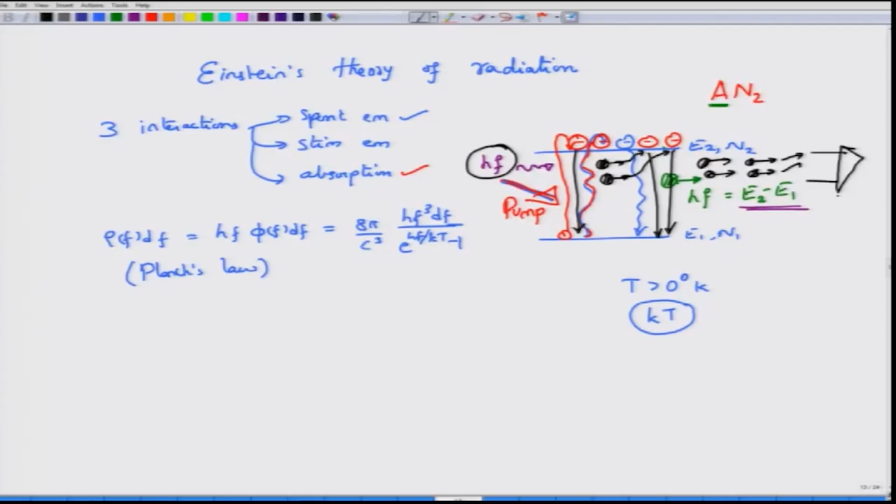So, the pump is incident, atoms at the ground level E1 absorb the pump photons and then jump to the excited state, thereby creating a population inversion, that is, the population N2 will be larger than the population N1. In equilibrium it is the other way around. When there is no interaction going on, most of the atoms are in the ground level E1, but when there is external interaction in the form of pumping and subsequent absorption of the pump energy, then the number of atoms in the energy level E2 far exceeds that in N1, which is what we call population inversion, and that is one of the key ingredients for a laser.